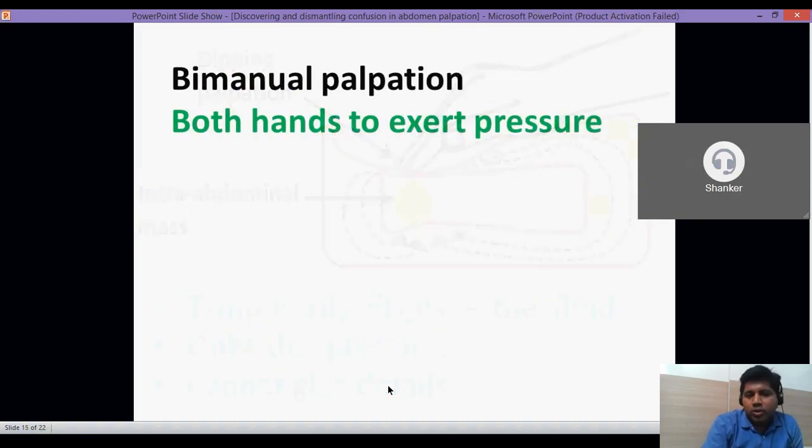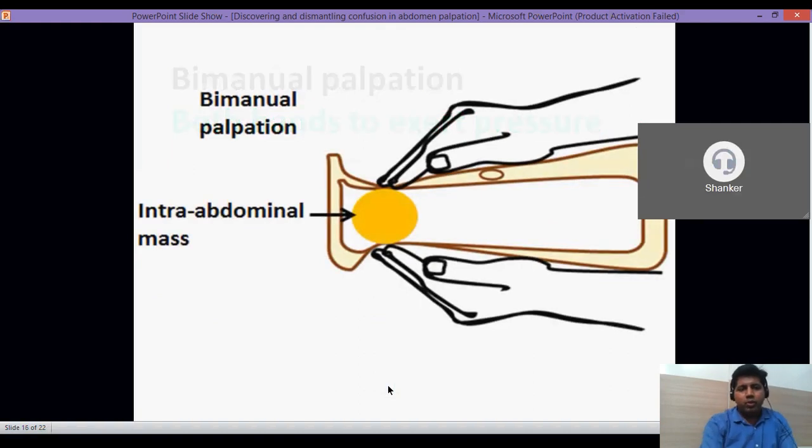Okay, now there is a word about bimanual palpation. Bimanual, as the literal meaning would say, means you're using both hands, two hands, and you're going to exert pressure using both hands. That is called bimanual palpation. Simple, right?